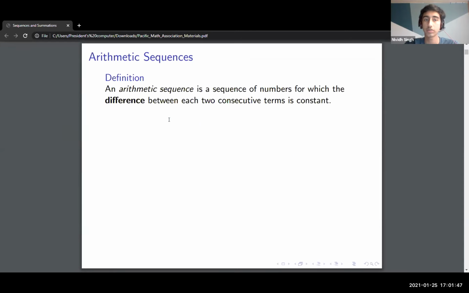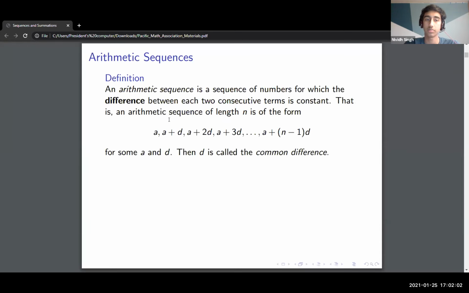So there's two types of sequences. The first type we'll be covering is arithmetic sequences. An arithmetic sequence is a sequence of numbers for which the difference between each two consecutive terms is constant. The general form of an arithmetic sequence is a, a plus d, a plus 2d, a plus 3d, and so on until a plus (n minus 1)d, where n is the number of terms. This is for two constants, a and d, and d is referred to as the common difference.